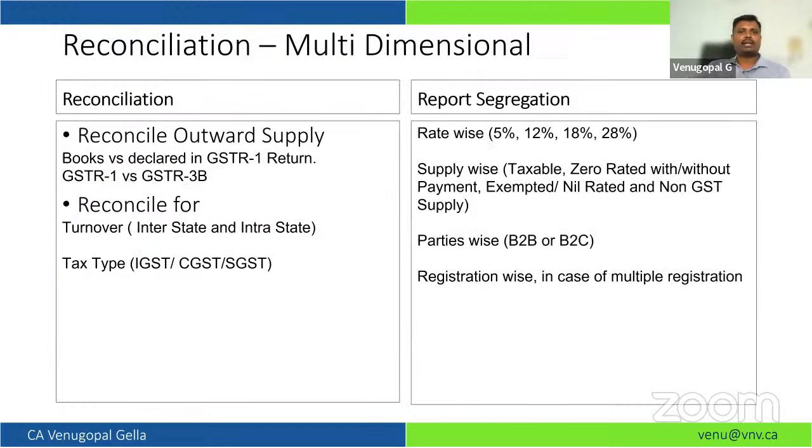Once you have arrived at the turnover, you will be segregating how much of it I have reported in R1, and how much of it I have paid the tax on. So that is the segregation number 1. So you will make a reconciliation, you will make a reporting, that is point 1.